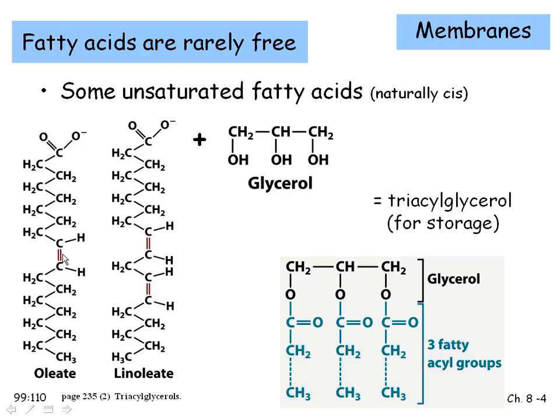This is a cis double bond where the other bond out of the carbon coming out of the double bond is coming out on the same side of that double bond. That makes it a cis. Cis always means this. Trans always means across. So this is a cis double bond. Here is linoleate, which comes from flaxseed. It has two of these cis double bonds.